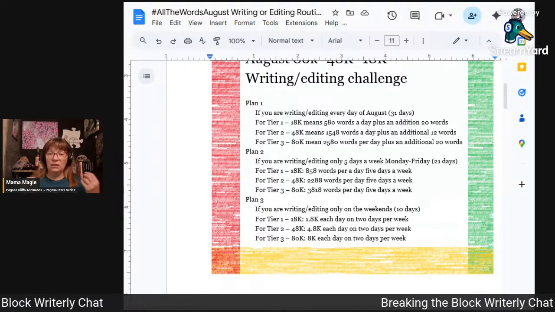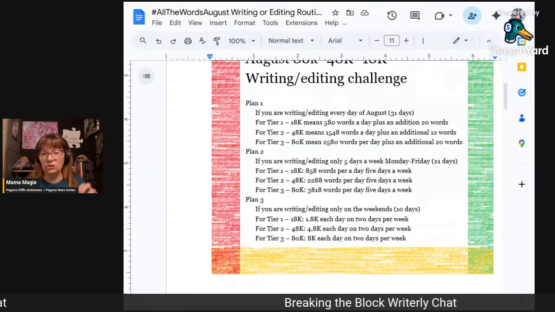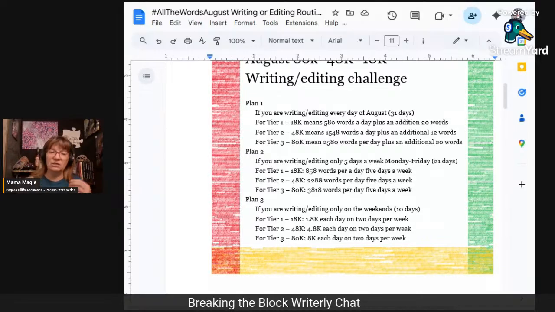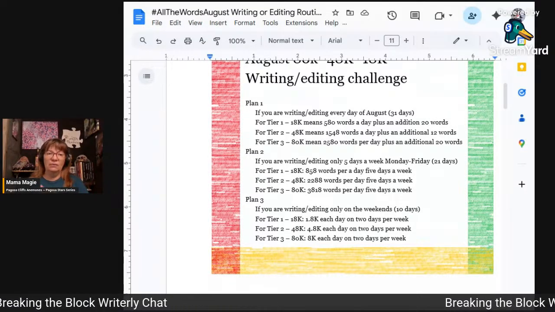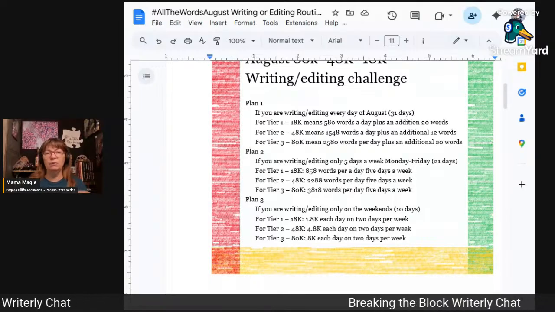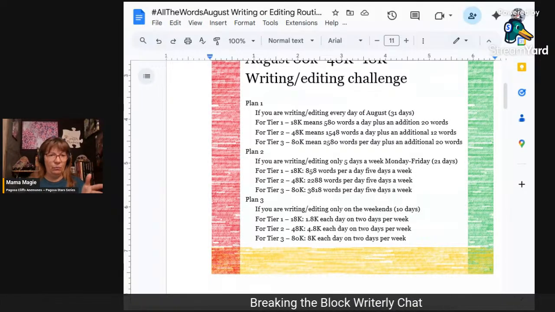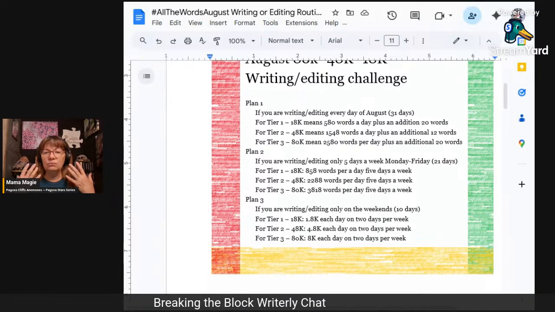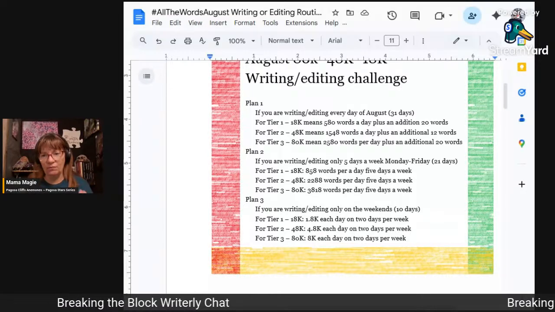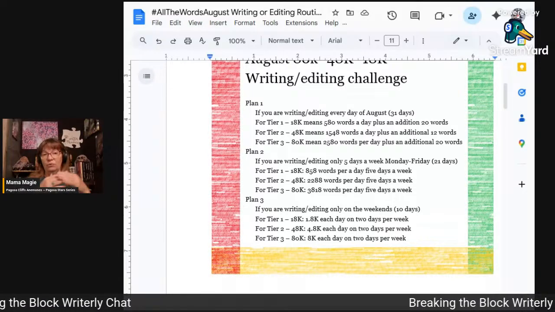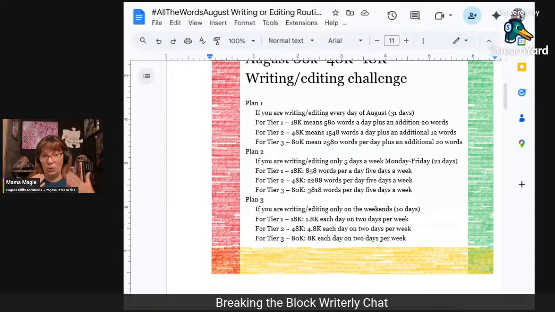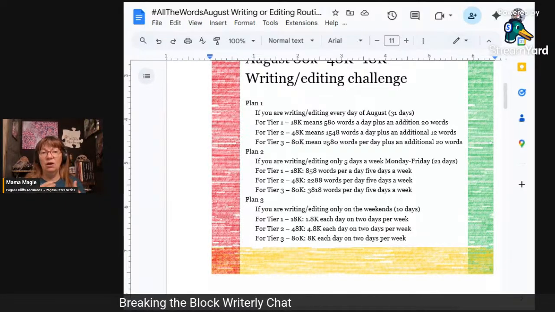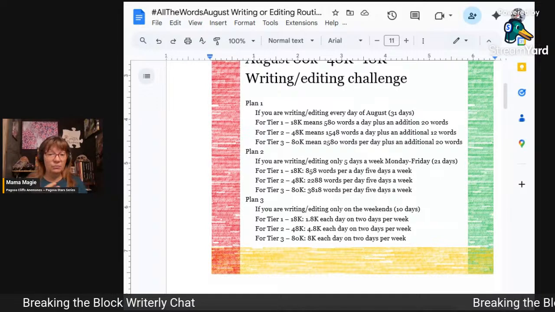Plan 3 is if you are only writing on the weekends or your weekend equivalent, because not everybody has Saturday and Sunday off. Some people have Tuesday and Wednesday off. Some people have Tuesday and Thursday off. Some people have Monday and Wednesday off. Whatever your 2 days a week off are, because of the way the calendar falls, this allows you 10 days. So you have 10 writing days on the weekend only plan.